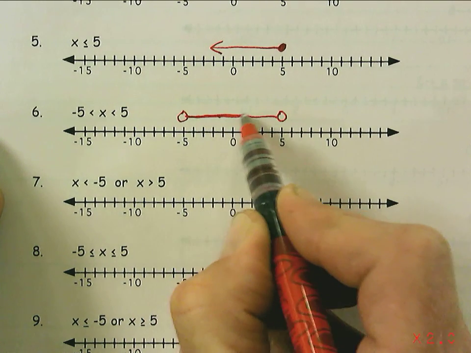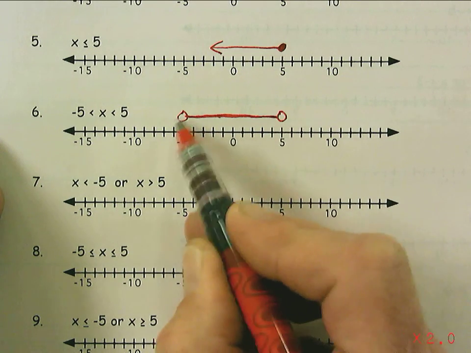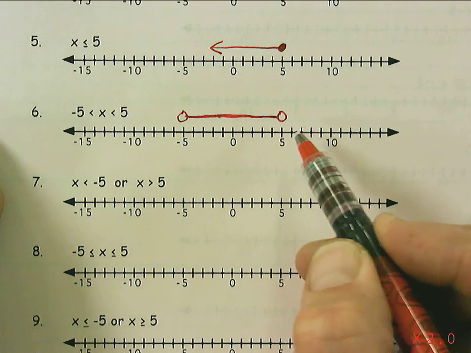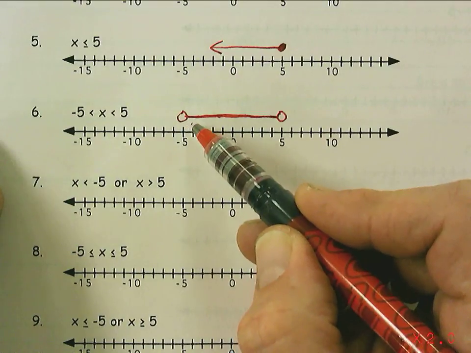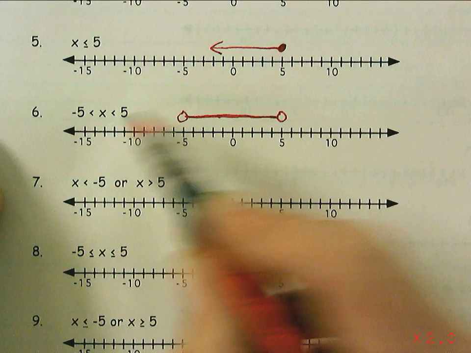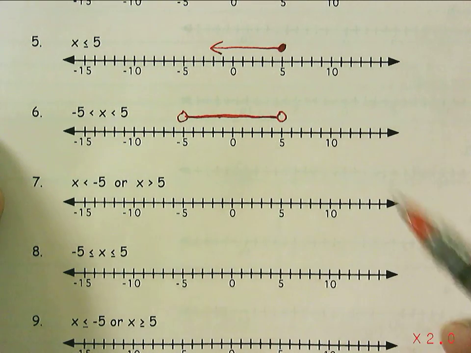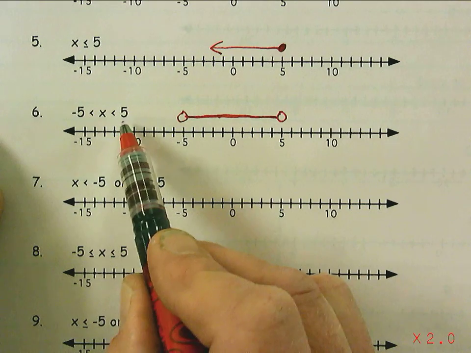So now we have from -5 to +5, not including the -5 and +5. Anything that's greater than -5, like -4.9, and all these things in between, even 0, would make this true. So now we really have a between situation where it's between these two places, just like it's written there.